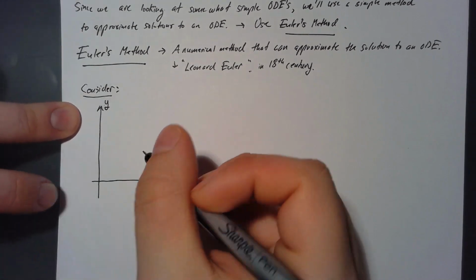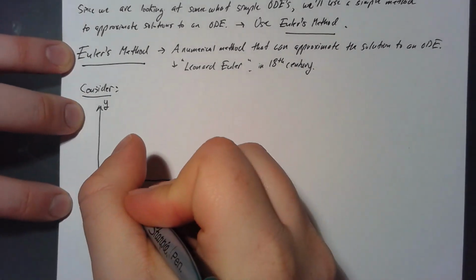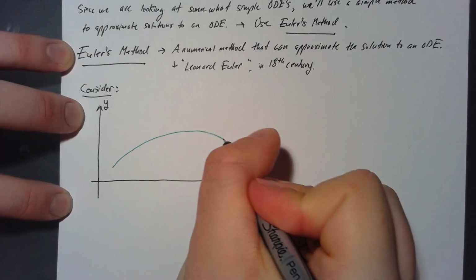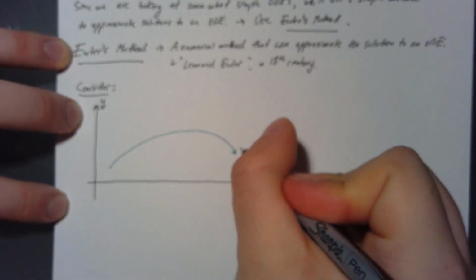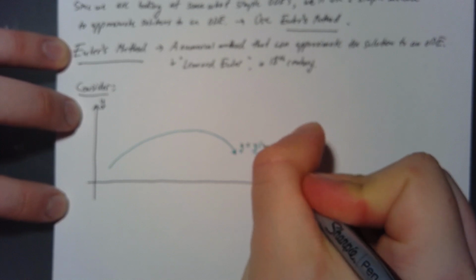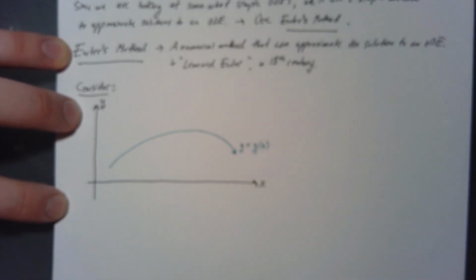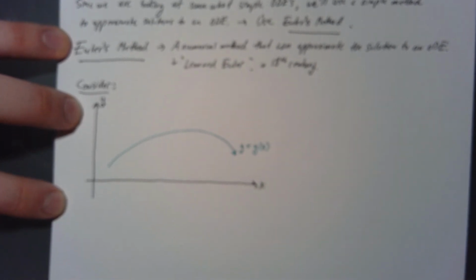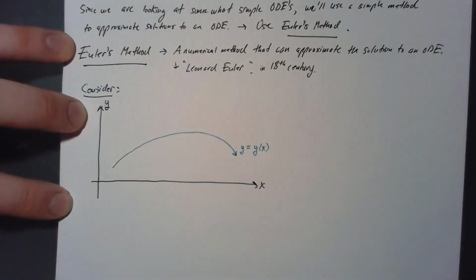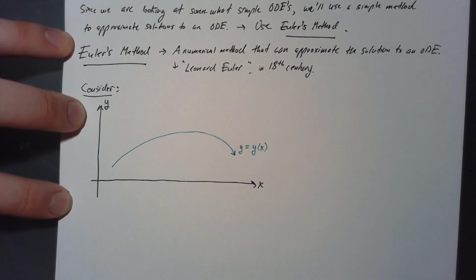Let's say that this, so that right there is my function. Come on, camera. What's going on? I hate it when it does that.